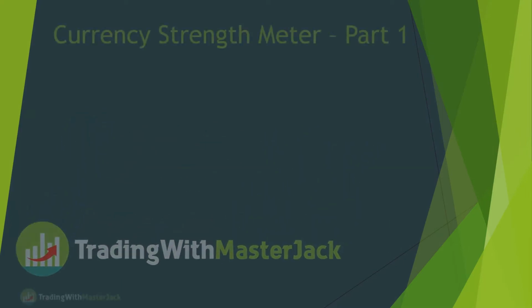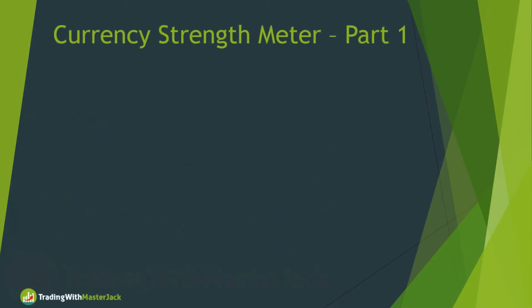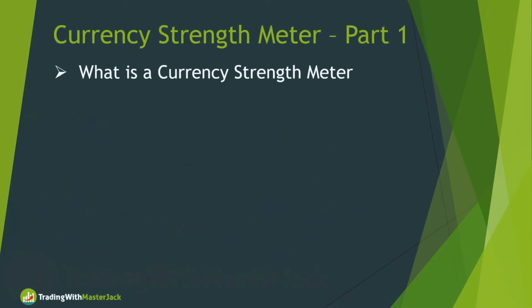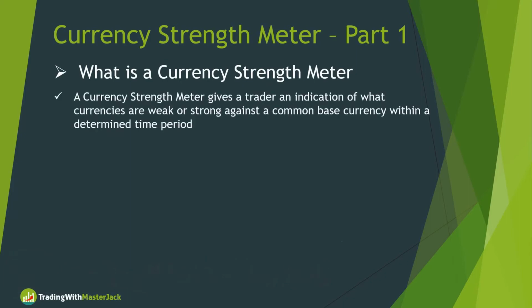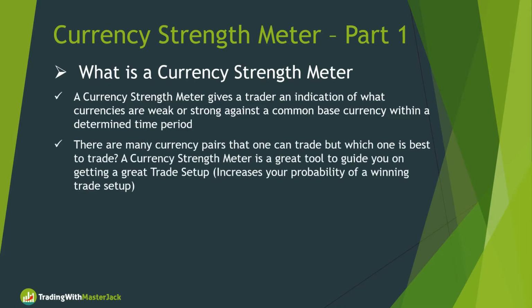In this video we're going to be dealing with the currency strength meter, part 1 of 2. What is a currency strength meter? A currency strength meter gives a trader an indication of what currencies are weak or strong against a common base currency within a determined time period. There are many currency pairs that one can trade, but which one is best to trade? A currency strength meter is a great tool to guide you on getting a great trade setup. Increases your probability of a winning trade setup.